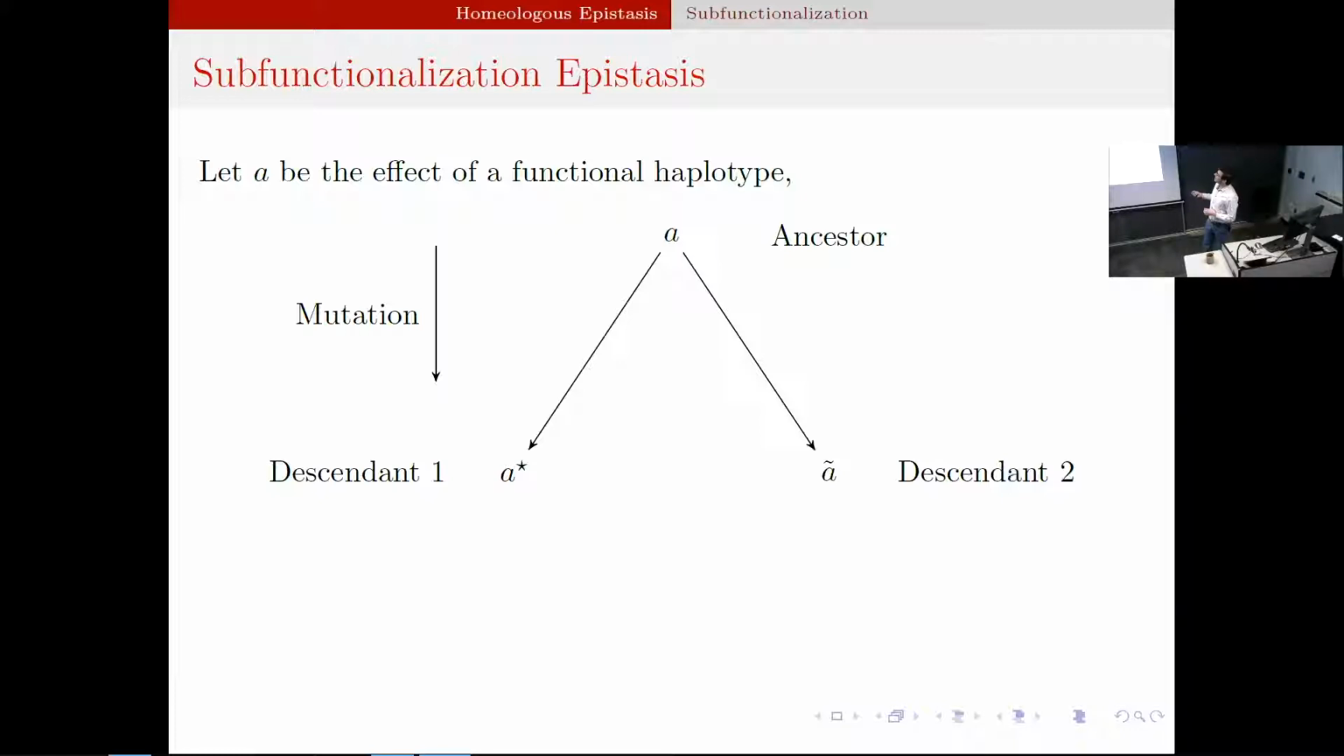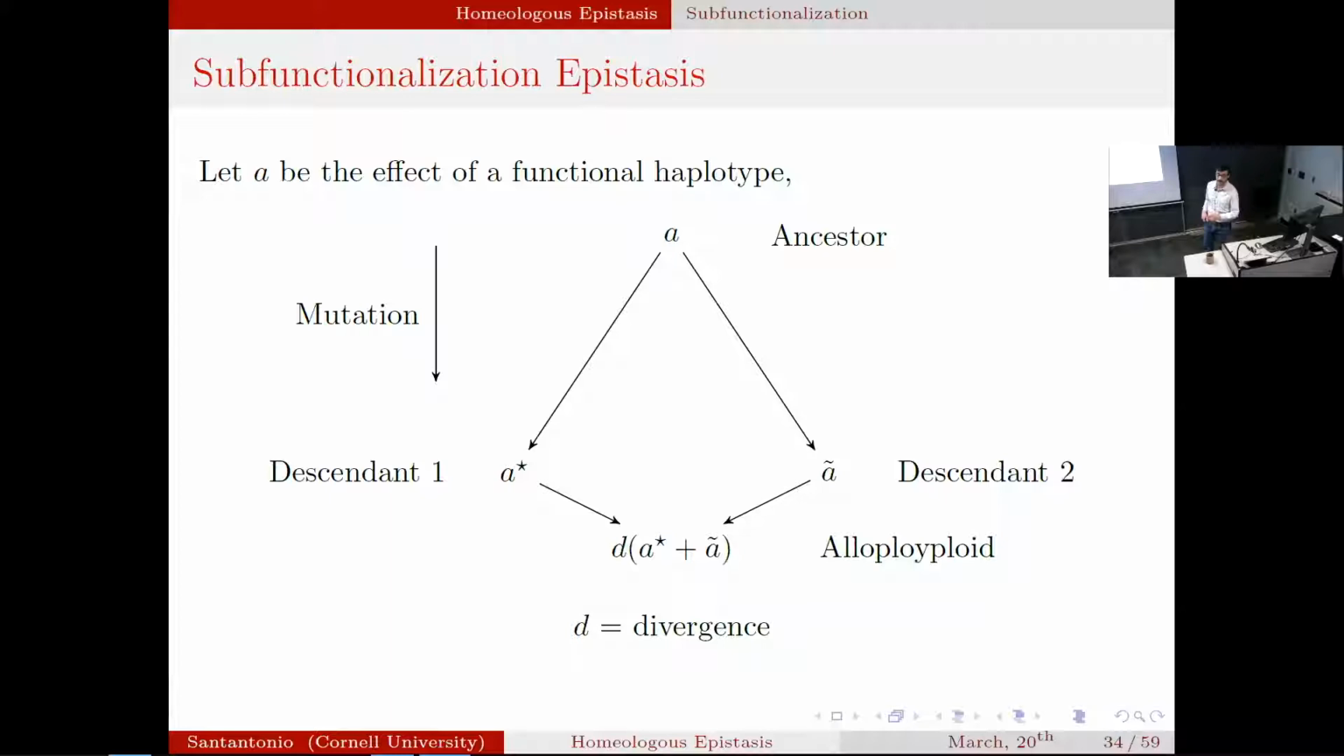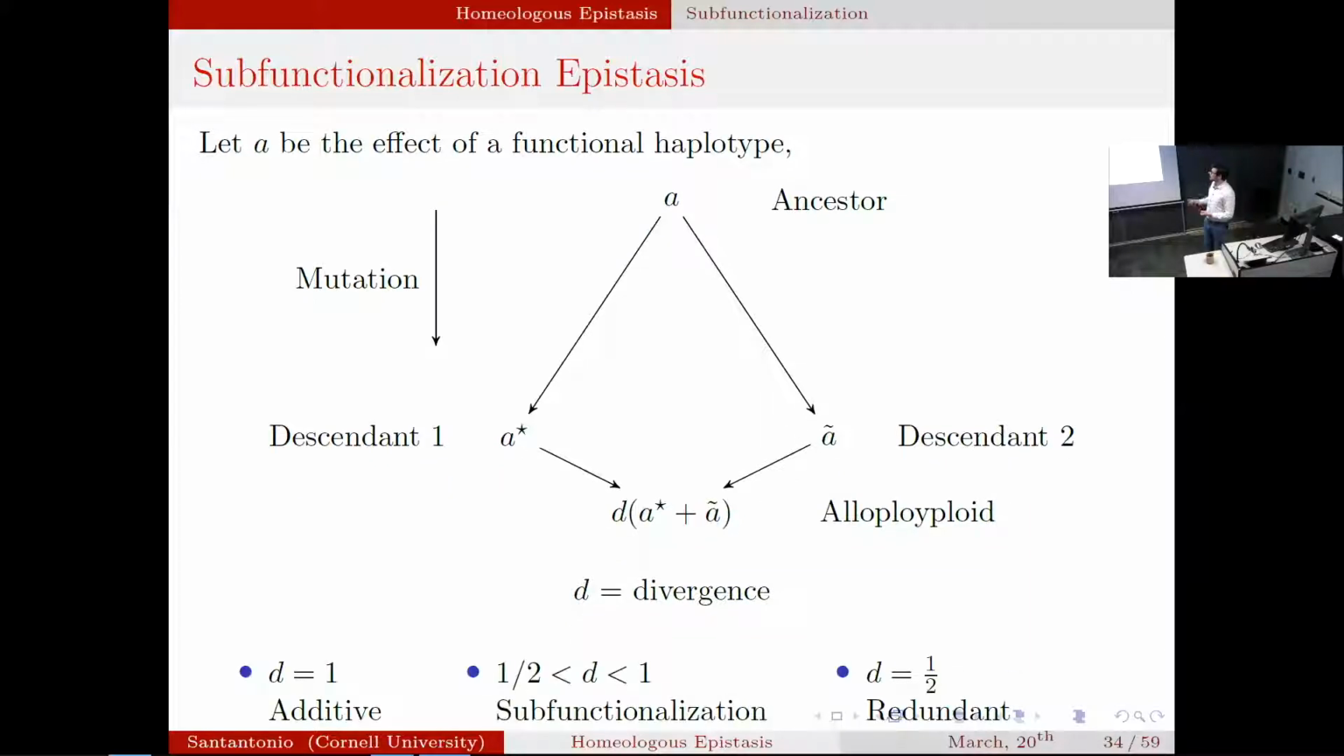So you have some ancestor allele A, and it is allowed to change into the two descendant species. When that's brought back together in the allopolyploid, you essentially get the sum of those two effects times some divergence coefficient, D, right? You can see that if D equals 1, this is completely additive. If D equals half, it's completely redundant. And if it's somewhere between a half and 1, there's some partial redundancy.